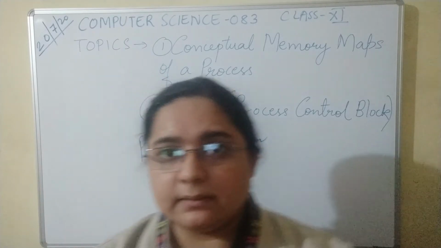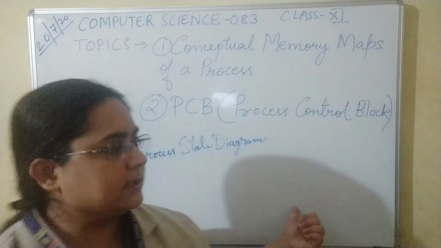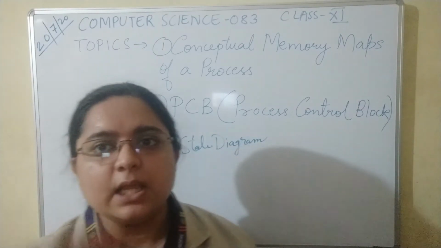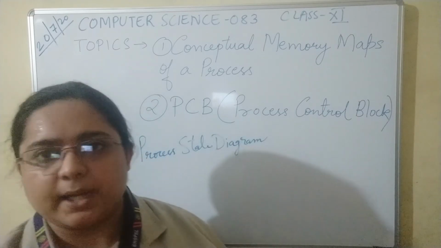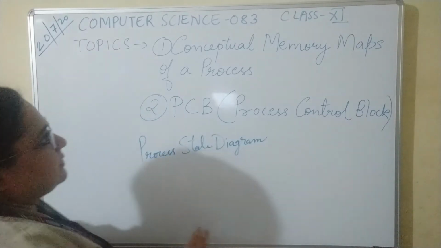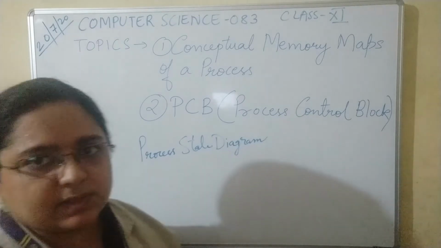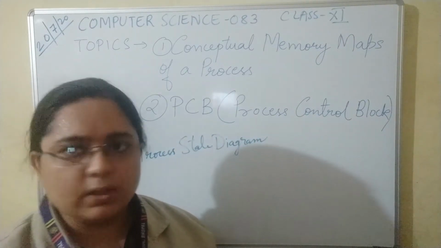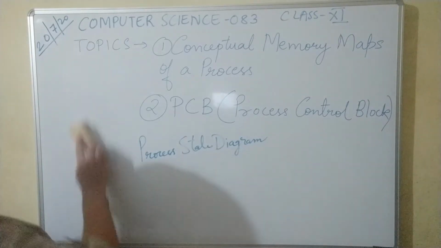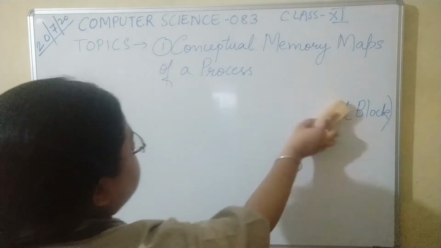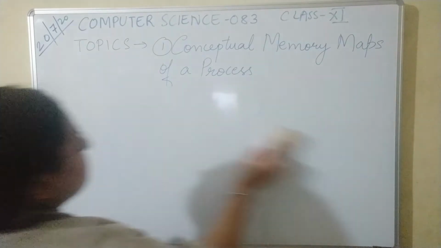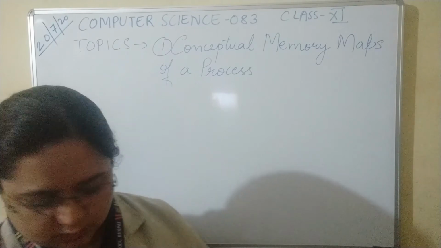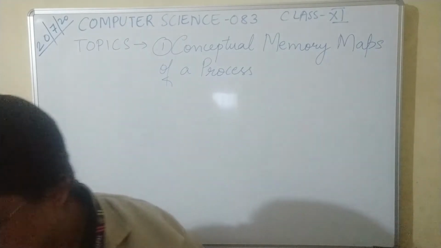We had started this topic under the main topic, that is processor management, which is one of the three important services of operating systems. So today we are going to see conceptual memory maps of a process and PCB, that is process control block. So let's start. We are going to start with the first topic, conceptual memory maps of a process. So kindly pay attention very carefully here.